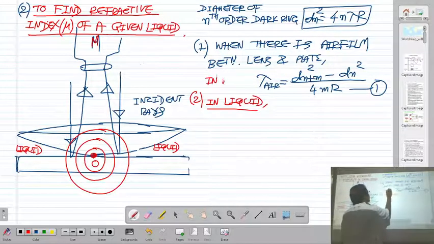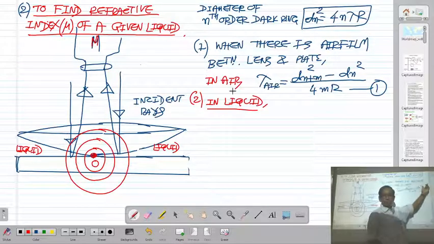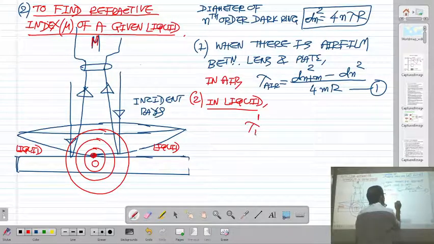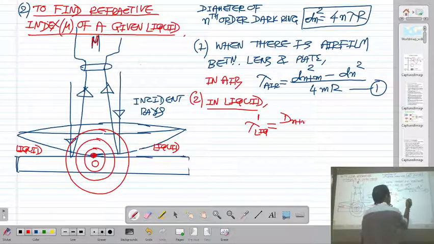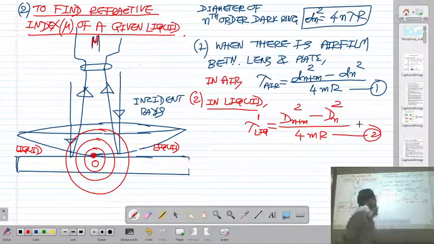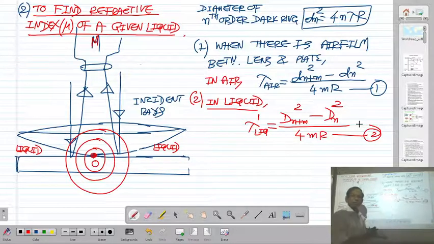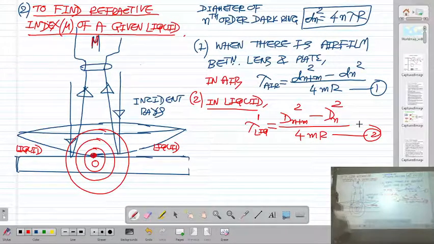this is in air. In air, you know, the wavelength of light is lambda equals dn plus m whole square minus dn square upon 4mR. In liquid the wavelength of light lambda dash is equal to Dn plus m whole square minus Dn square upon 4mR. This is equation 2. So in liquid film, which quantity is going to change? The wavelength of light is going to change. See, lambda is the wavelength of light in air, but in liquid the wavelength of light is going to change. It is lambda dash.